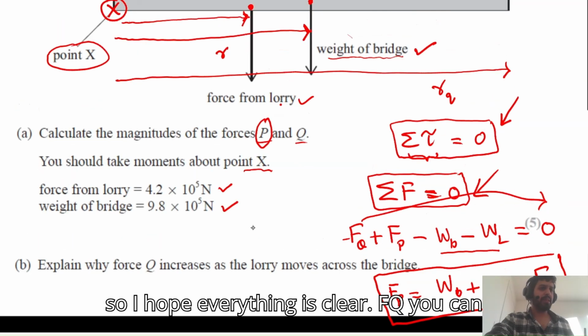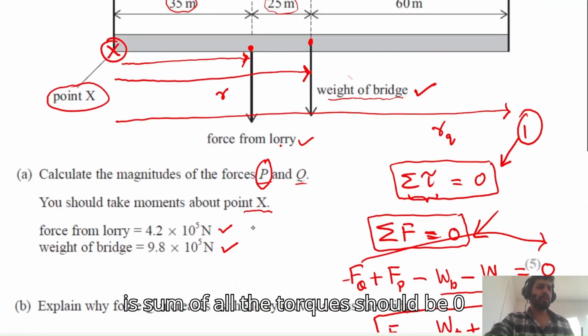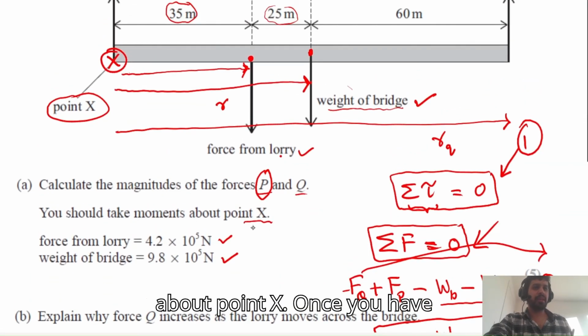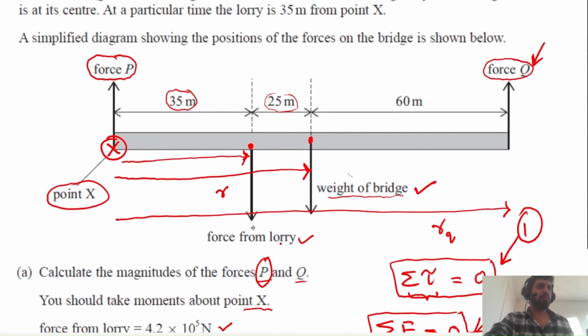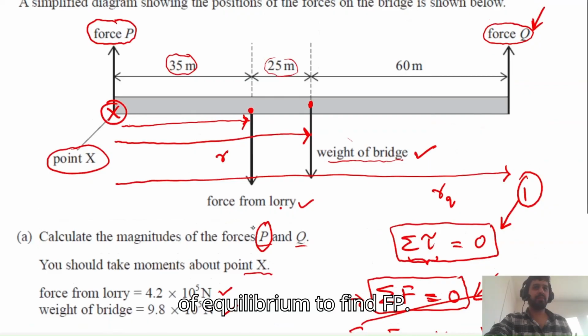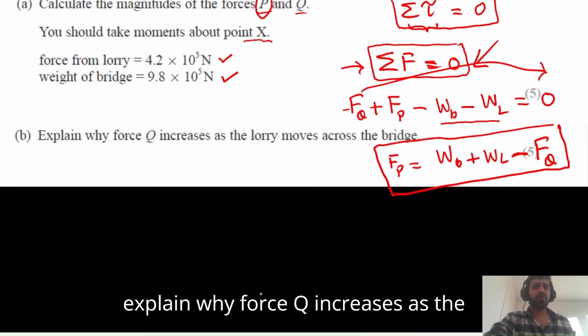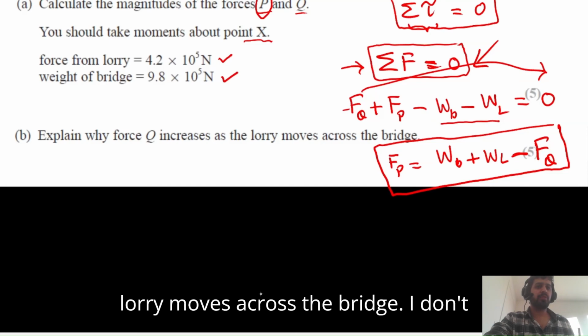So I hope everything is clear. Fq you can find by solving this first equation, which is sum of all the torques should be 0 about point X. Once you have Fq, then you can use the second condition of equilibrium to find Fp. The second part of this question is: explain why force Q increases as the lorry moves across the bridge.